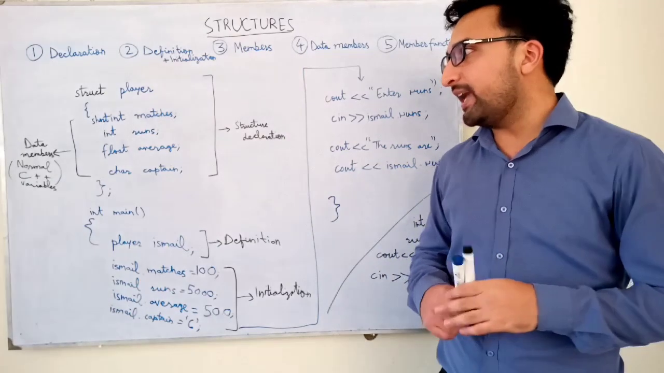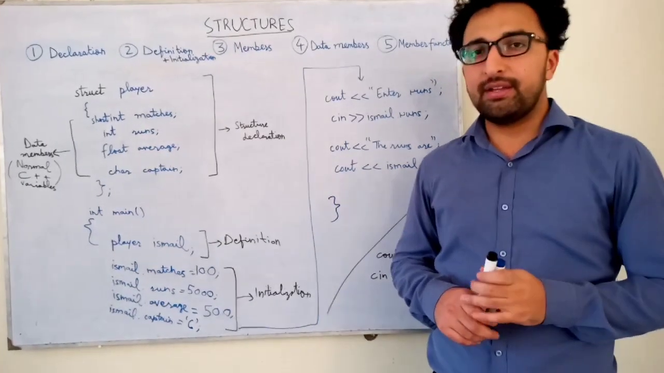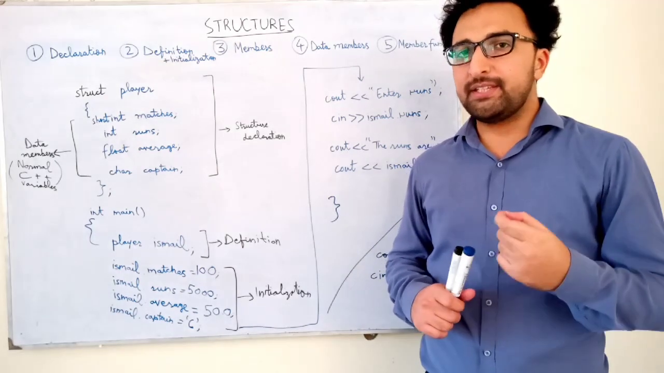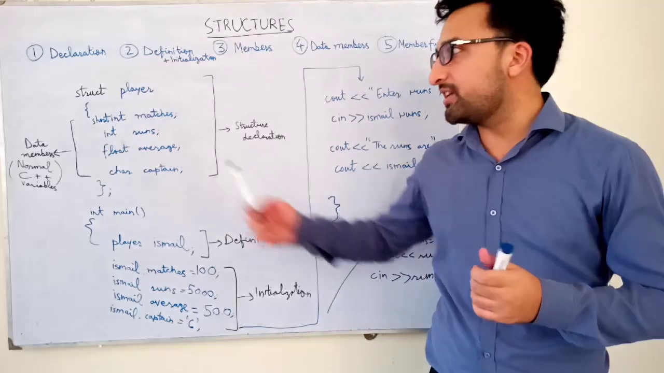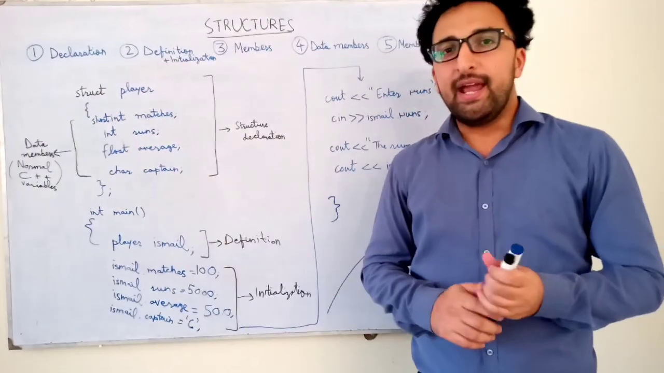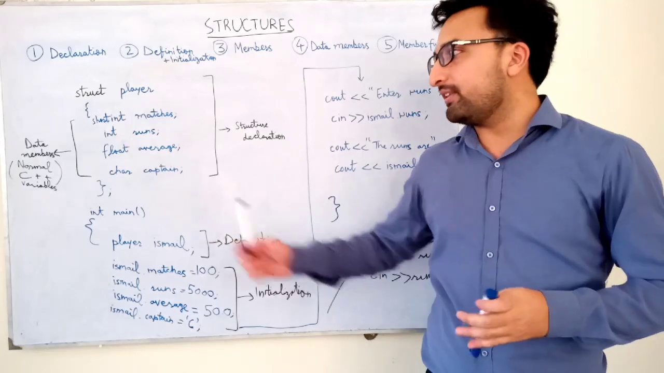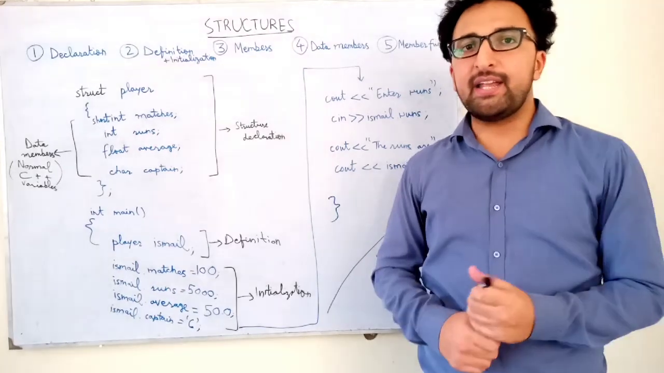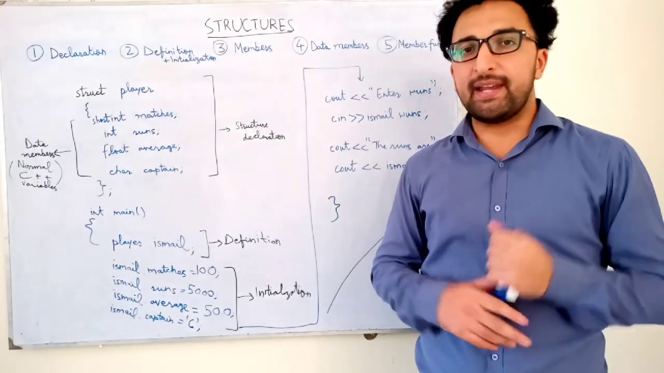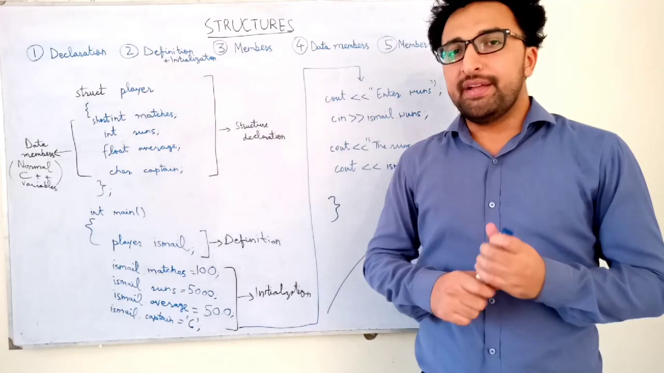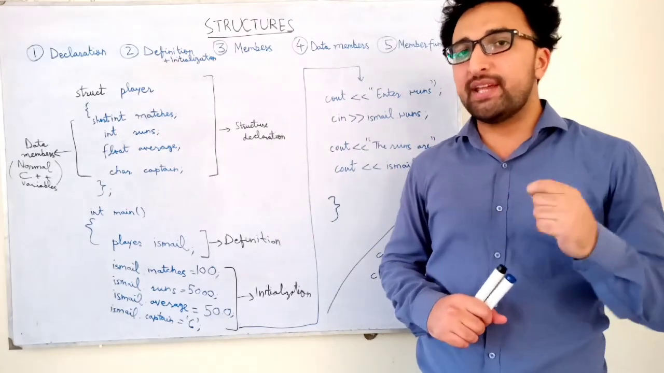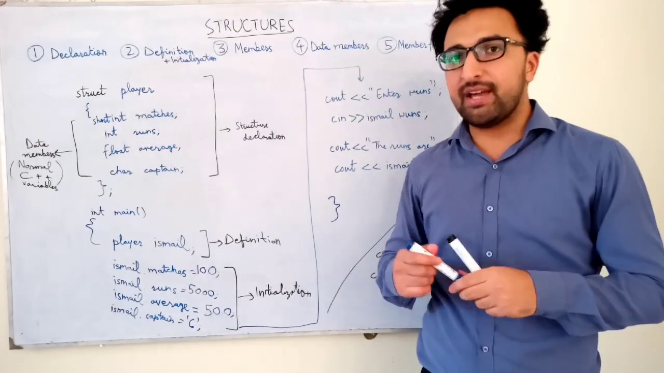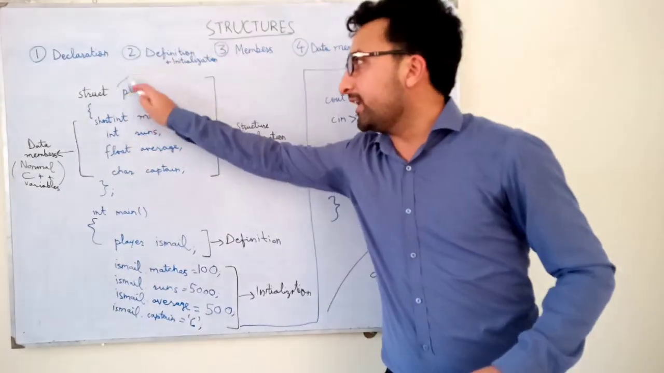For example, if we have to store the data of players, we are operating on 4 metrics: the matches, the runs, the average, and the captaincy status. So we have basically 4 different types of data that we need to store for every single player, and then there are multiple players. So arrays cannot be used here, structures will be used here. And the structure we are declaring here is basically a player.